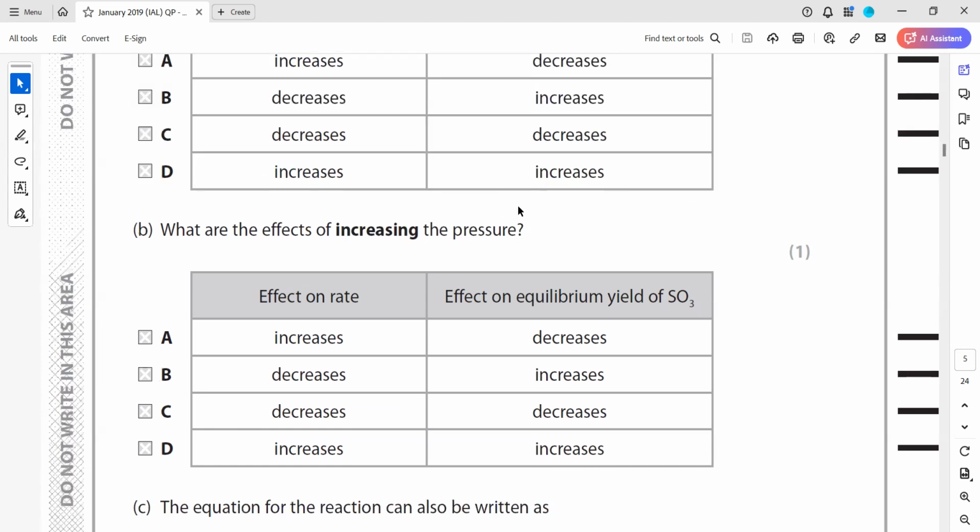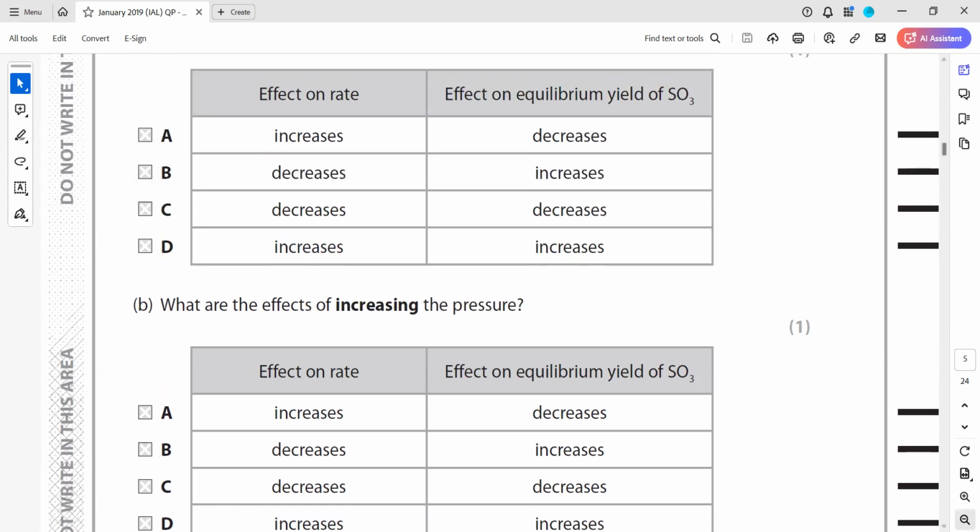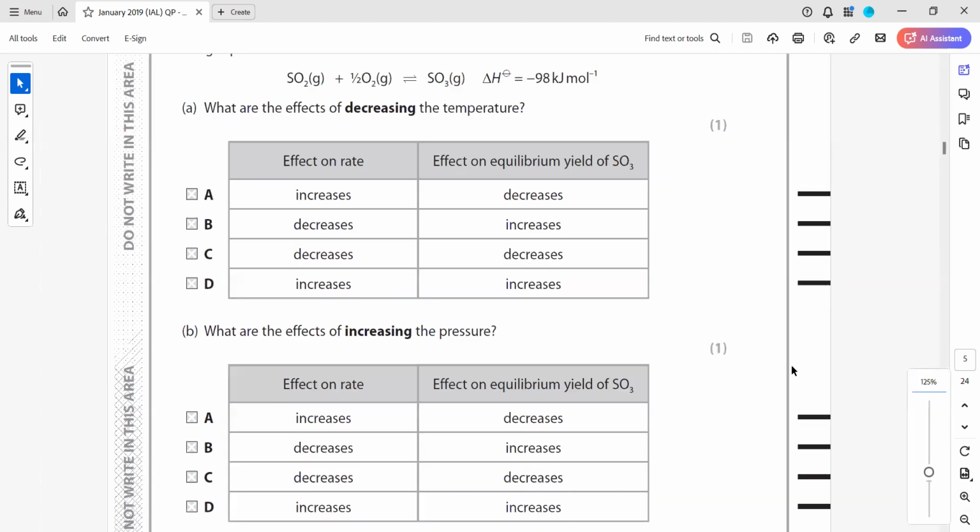What is the effect of increasing the pressure? Pressure also increases the rate of a reaction. So the rate will increase. And what about the position of equilibrium?